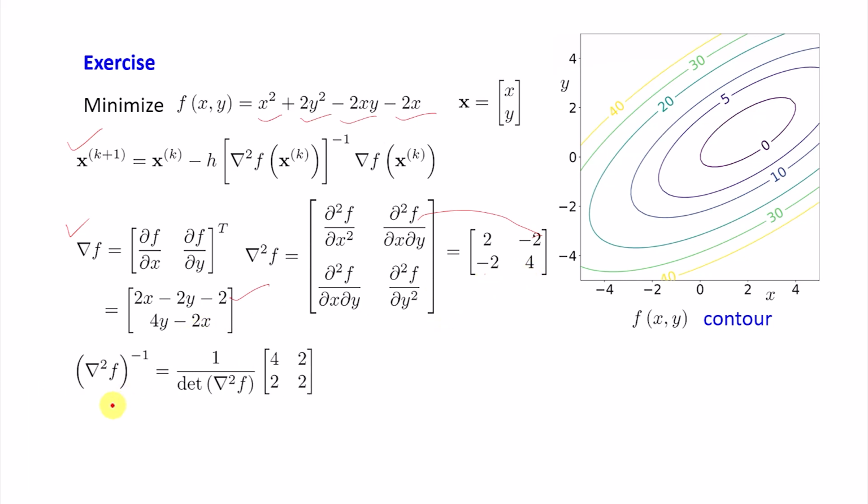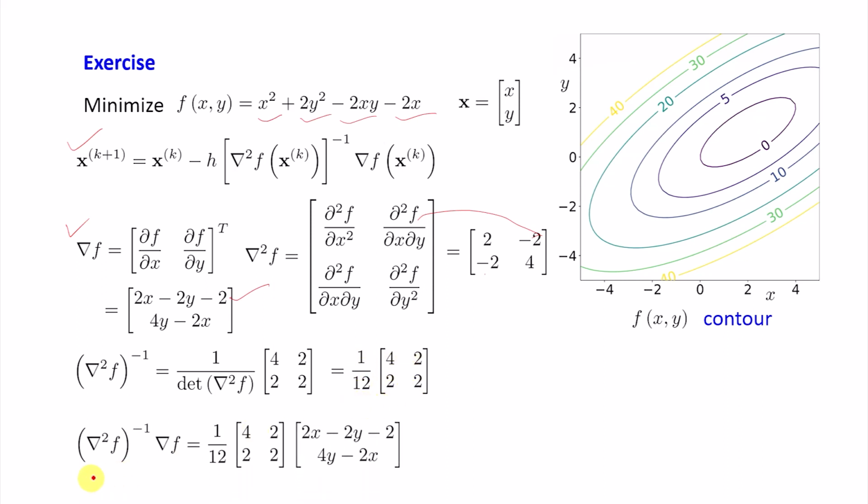So now I can take the inverse of this Hessian matrix, and the inverse for a 2 by 2 matrix is super easy. I have to divide it by the determinant, and I switch these diagonal elements. Off-diagonal elements, I change their sign. The determinant I can calculate very easily from here. So this is 4 into 2, 8, plus 4, that is 12. So this is 1 by 12 times 4, 2, 2, 2.